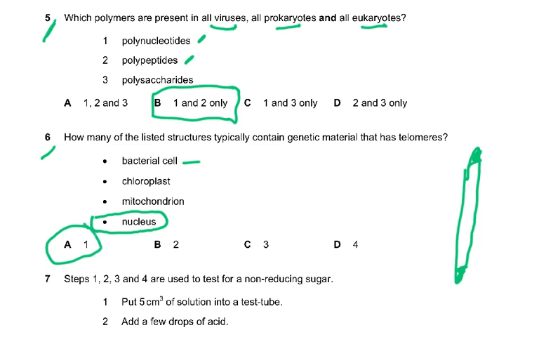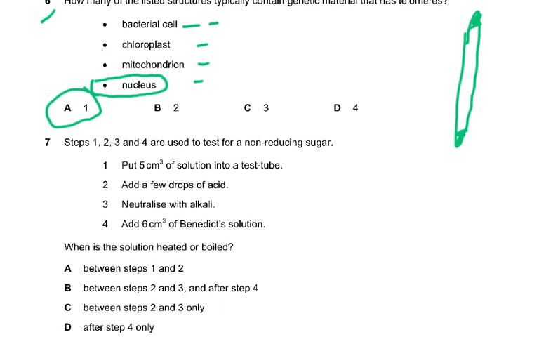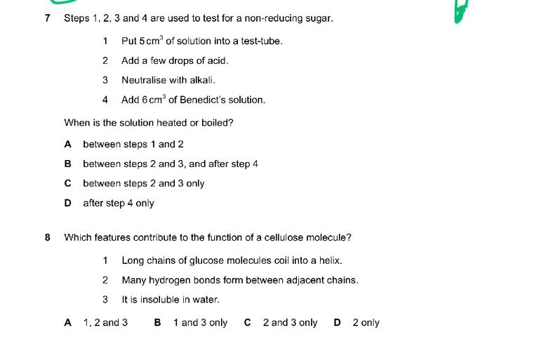You see, these are 4 listings: 1, 2, 3, 4. How many of the listed structures contain genetic material that has telomeres? Some of you don't understand the English. Then it comes to question number 7.